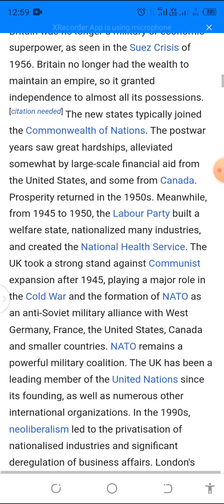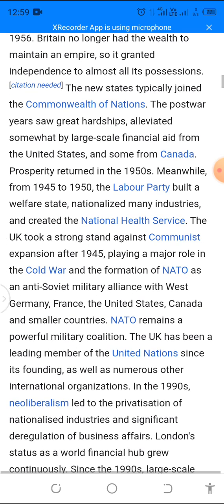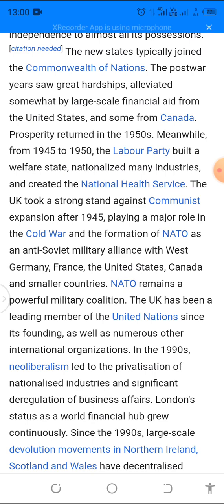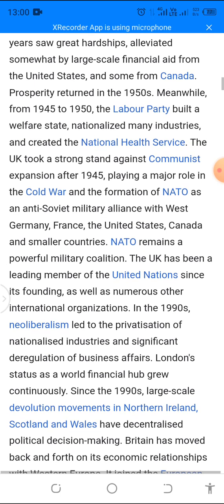Meanwhile, from 1945 to 1950, the Labour Party built a welfare state, nationalized many industries, and created the National Health Service. The UK took a strong stand against communist expansion after 1945, playing a major role in the Cold War and the formation of NATO as an anti-Soviet military alliance with West Germany, France, the United States, Canada, and smaller countries. NATO remains a powerful military coalition. The UK has been a leading member of the United Nations since its founding, as well as numerous other international organizations.